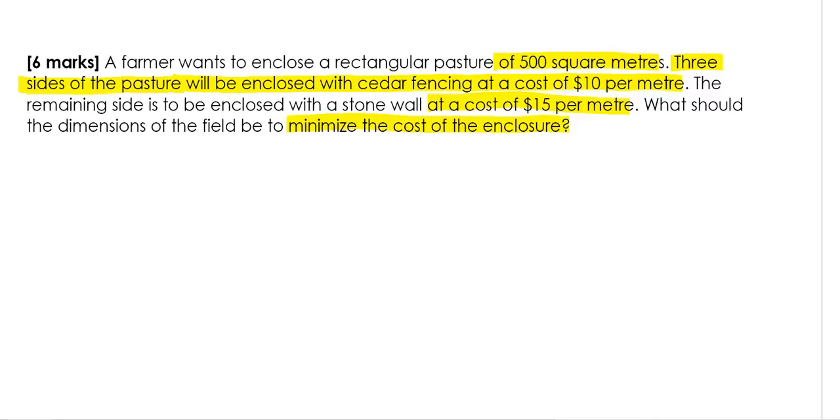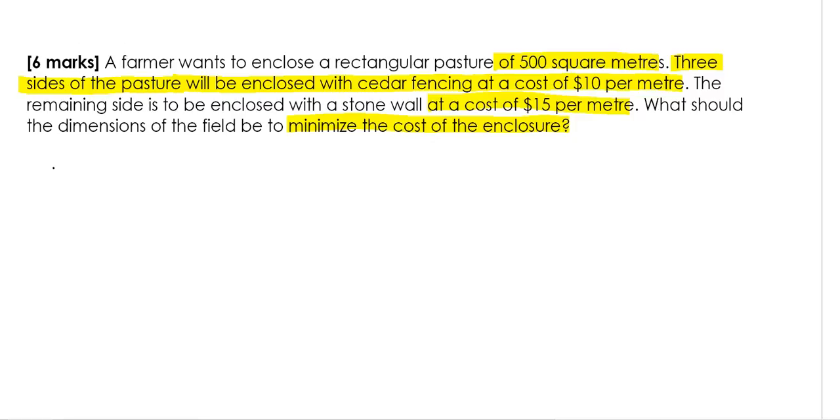Okay, so I want to minimize the total cost of the structure, so I need to make some kind of a mathematical expression to relate the length and the width and the cost of the length and the width so that I can take its derivative and set equal to 0, because that's how you minimize the total cost.